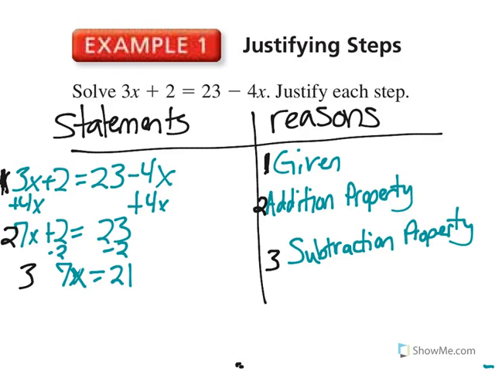So I still need to get x by itself. So in order to do that, I need to get rid of the 7. So I'm going to divide by 7 to both sides. So I end up getting x is equal to 3. And so my reason for this would be division property.